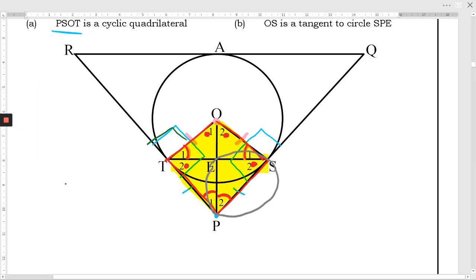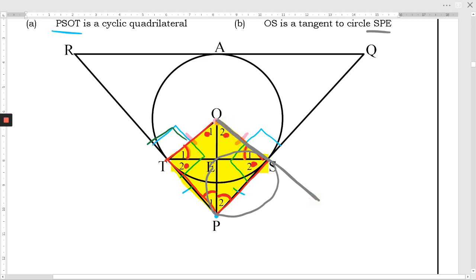I've just cleared the screen to make it easier to see, and I've drawn a really, really bad circle SPE. Okay, so OS is a tangent to circle SPE. Prove that OS is a tangent. Okay, can we just make that an actual tangent-looking thing? What would you have to be able to prove to know that that's a tangent?